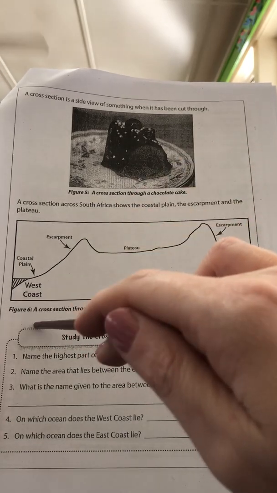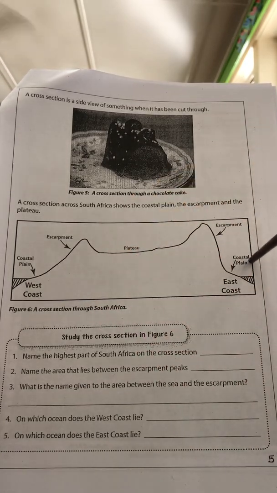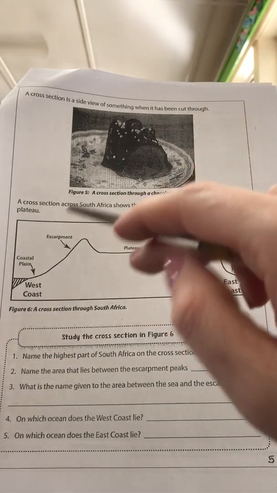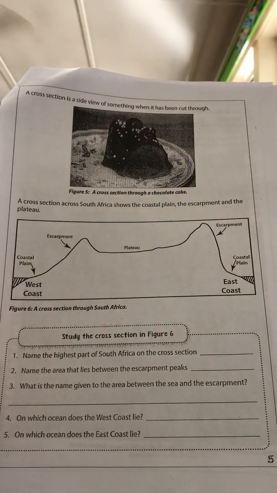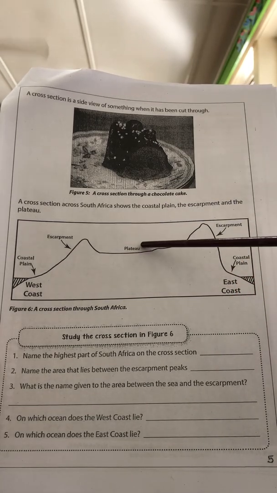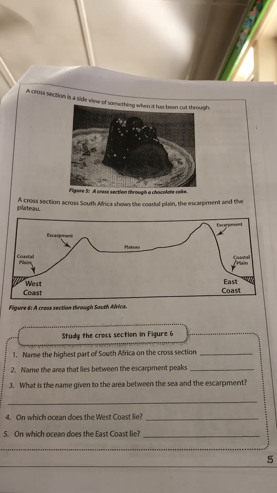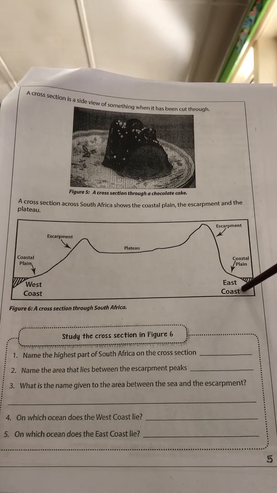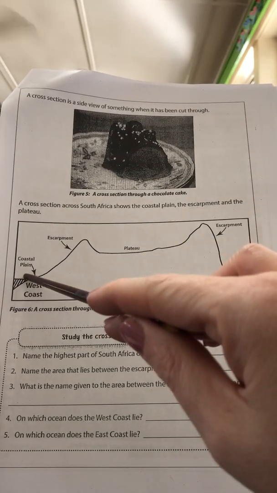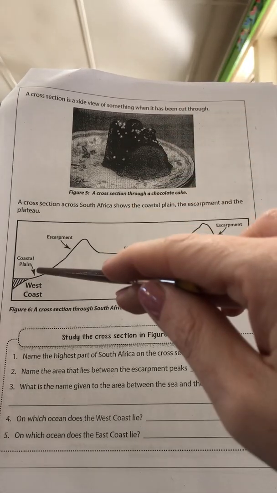So this is a cross section, as you can see here, figure 6. We have already done a big, beautiful diagram of this, and in my previous videos, I showed you mine. I put it on the D6 as well as an example, and this is exactly what we're talking about when we're looking at the physical features. The highs, escarpment and plateau, and the lows. Coastal plain, the coast will be here. East Coast, Indian Ocean. West Coast, Atlantic Ocean. The two escarpment peaks.